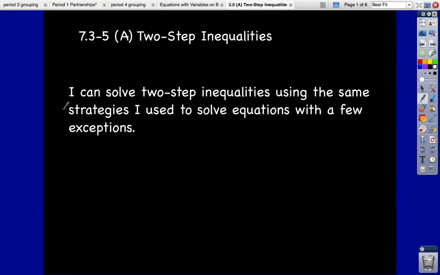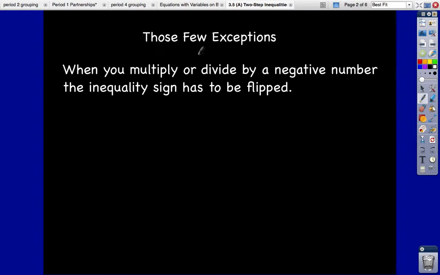We're going to go through it with some speed here. I can solve two-step inequalities using the same strategies I use to solve equations with a few exceptions. So there's only going to be a few different rules that we apply to two-step inequalities that we wouldn't have applied to two-step equations. All right, here's some of those exceptions.